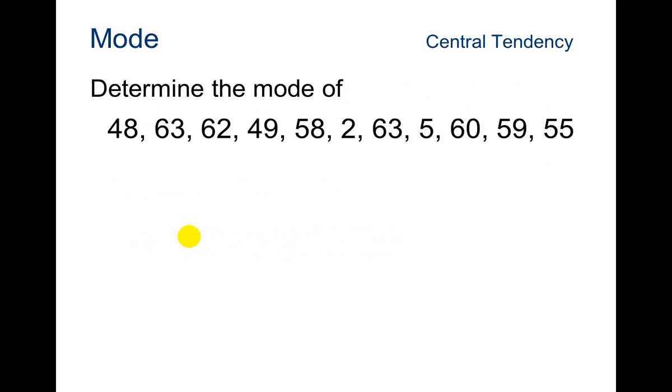So look at this set of numbers. I would like to determine the mode for these numbers that you see here. First, let's rearrange them from least to greatest. Oh, sorry, not rearranging them this time. We just look at them and we see that there are two 63s. So this set has a mode of 63.